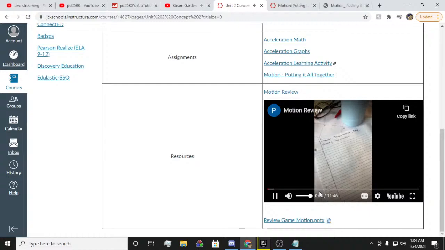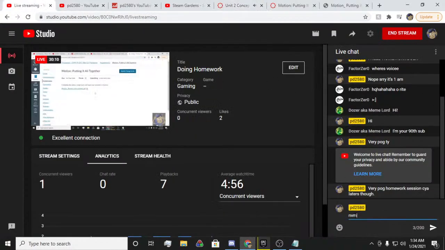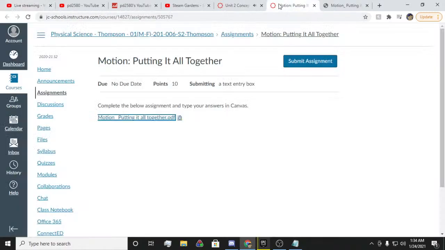Just to briefly go over distance, displacement, speed, velocity, and acceleration, which is the main stuff we've gone over so far in Unit 2 in regards to motion.